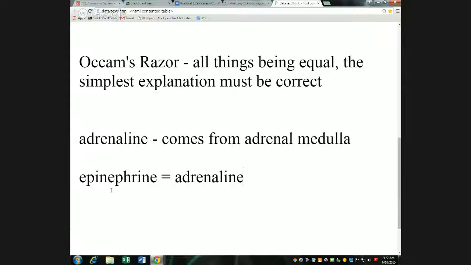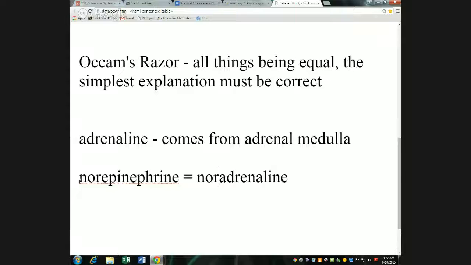Now, the actual neurotransmitter that's released by postganglionic fibers in the sympathetic system is actually called norepinephrine or noradrenaline. The prefix nor is simply a chemical designation that means something minor that I don't really care about right now. For our purposes, there's not really any difference. Adrenaline or noradrenaline, epinephrine or norepinephrine, all have the same effects in your body.